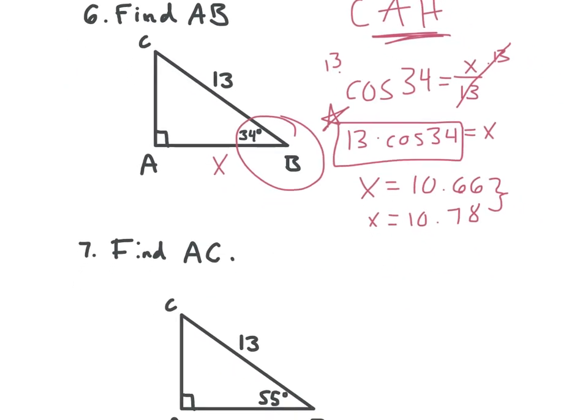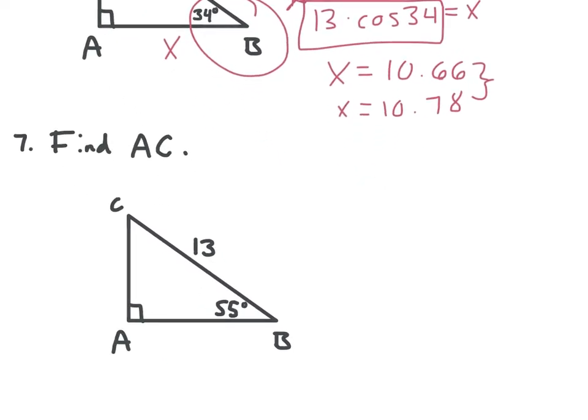Okay, ready for the next? Find AC. So now we're going to put an X where AC is. Looking at angle B, what is the relationship of side X, AC? It's the opposite. What is 13? The hypotenuse. Remember, the hypotenuse is always opposite of the right angle. So which one involves opposite and hypotenuse?